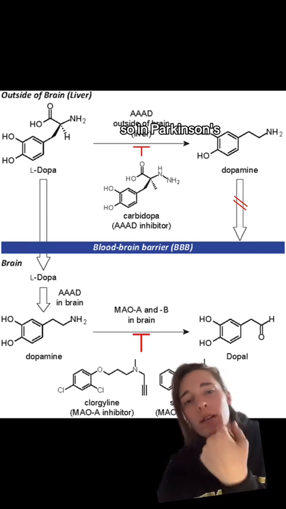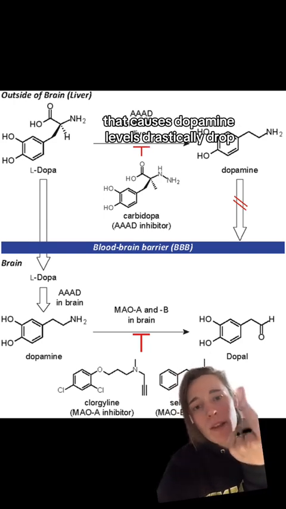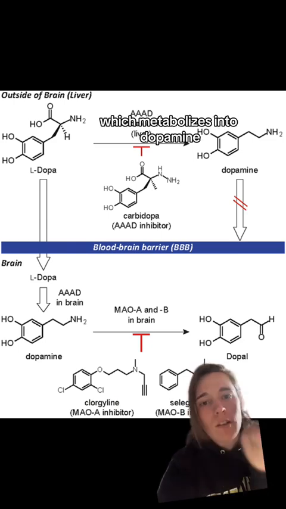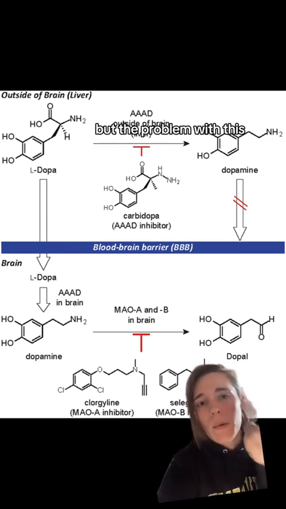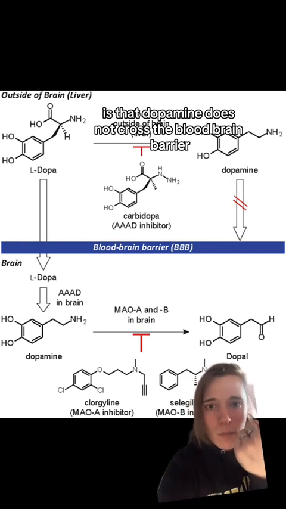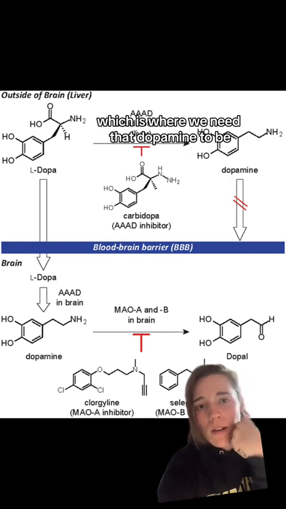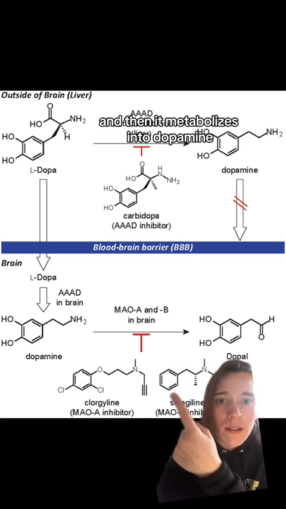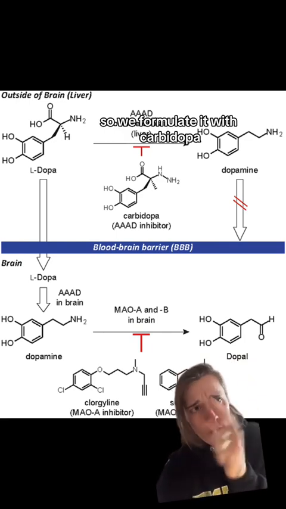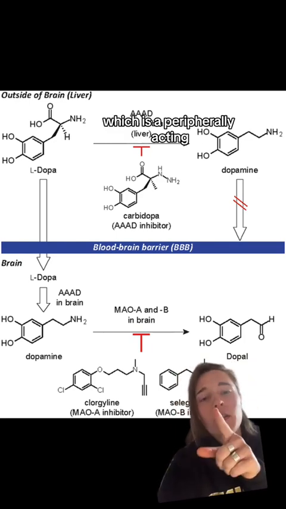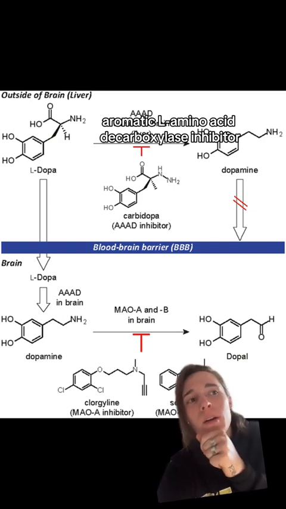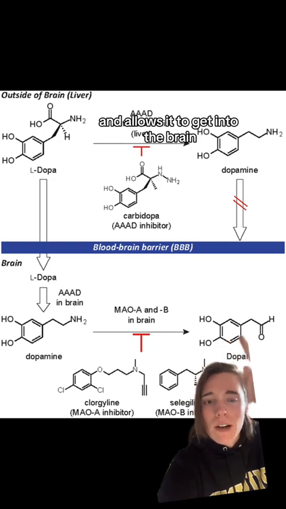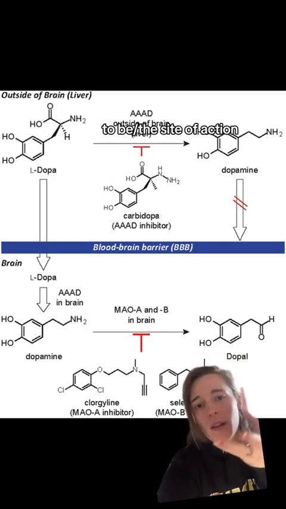So in Parkinson's, patients have nerve cell damage in the brain that causes dopamine levels to drastically drop. So what we do is we give L-dopa, which metabolizes into dopamine, to sort of replace that. But the problem with this is that dopamine does not cross the blood-brain barrier, which is where we need that dopamine to be. So a way around this was L-dopa, so it crosses the blood-brain barrier and then it metabolizes into dopamine. So we formulate it with carbidopa, which is a peripherally acting aromatic L-amino acid decarboxylase inhibitor. So it stops the metabolism of L-dopa in the periphery and allows it to get into the brain, which is its site of action.